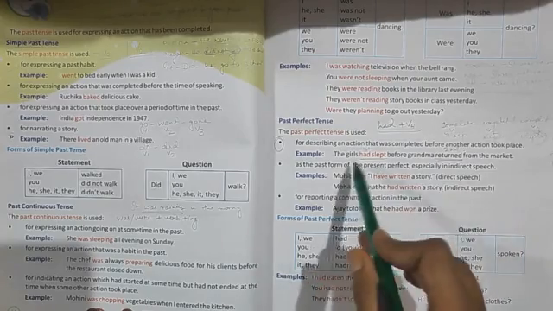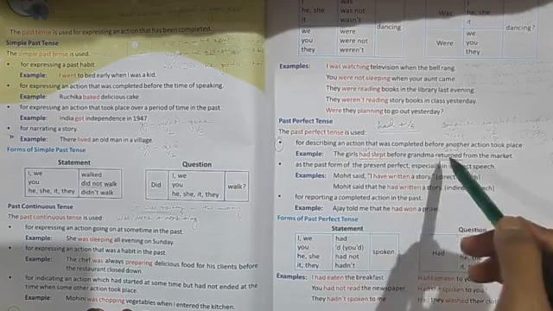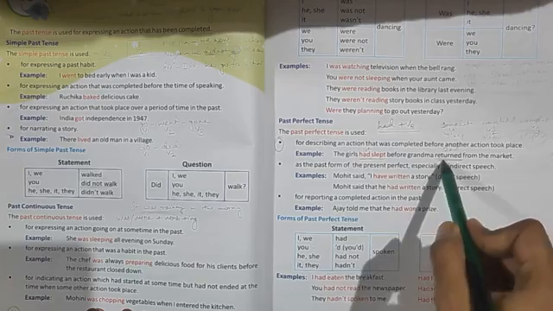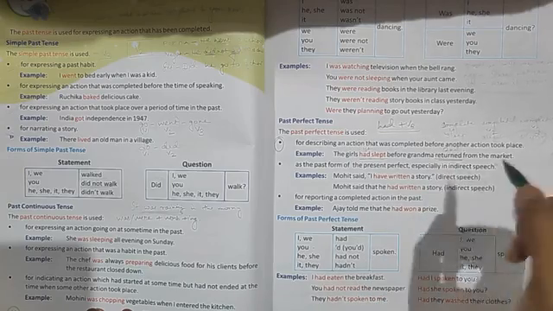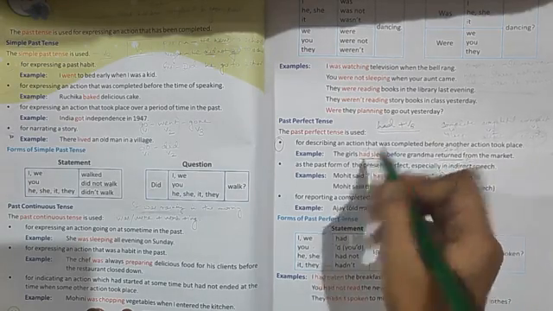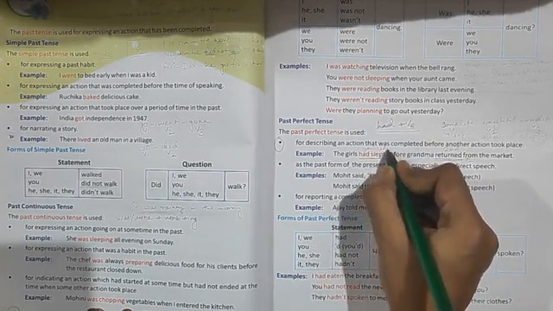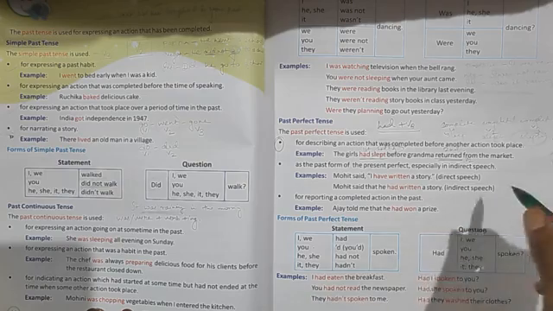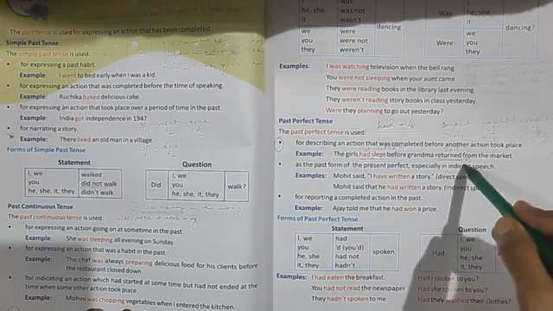Had slept. The girls had slept before grandma returned from market. See, had plus slept, and returned. Returned is your simple V2. The second event will be in V2 and the first will be in V3. Had plus V3. First action will be in had plus V3 and the second event will be in V2.